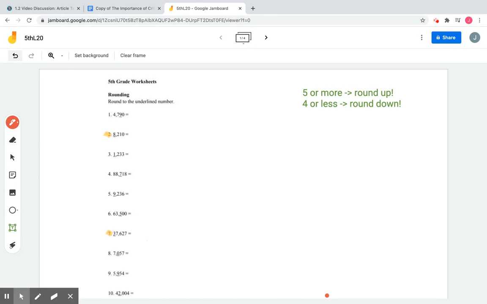So for number 2, 8,210 is given to us, and number 8 is underlined right now. So when we round the numbers, we have to look at the number next to the underlined one, the one that's on the right side. So in this example, we have to look at 2.